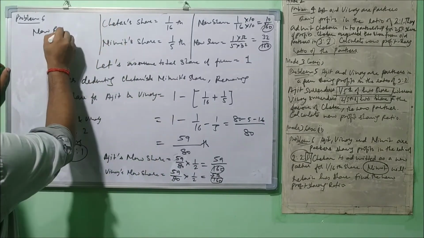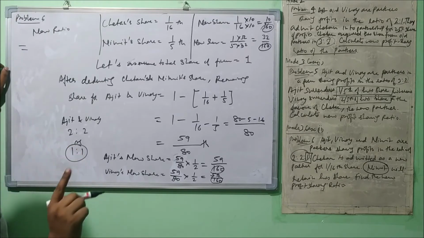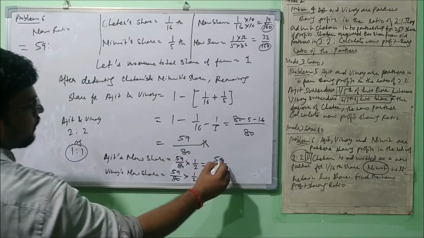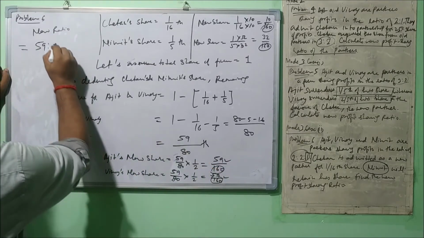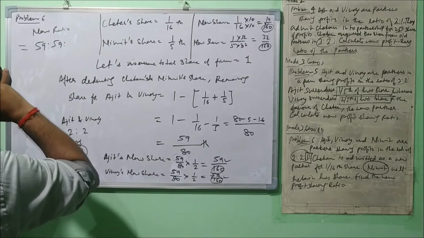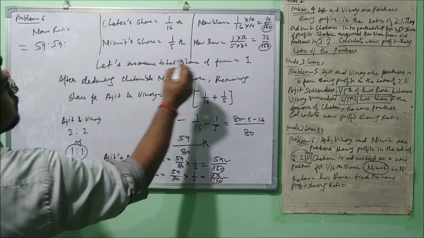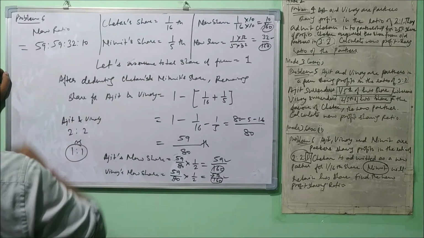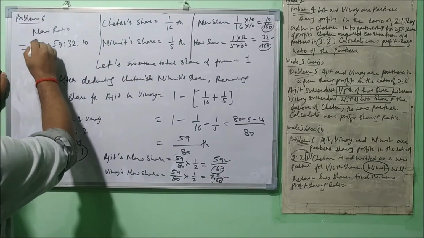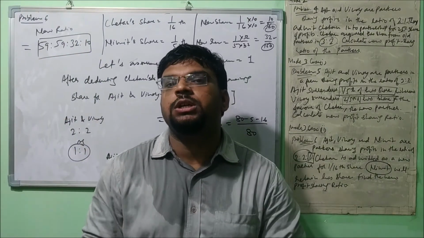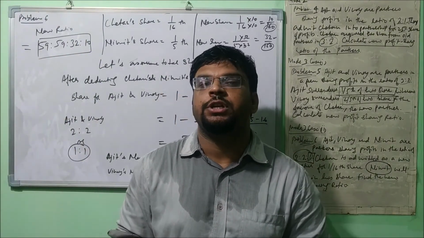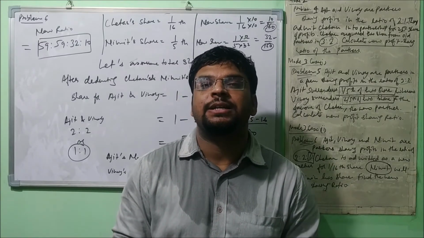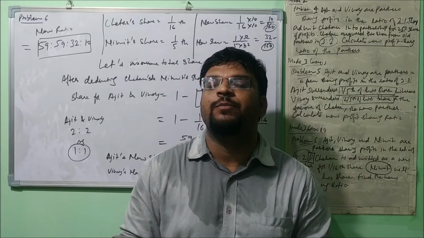I'll just write it out here. New ratio is equal to. Now we'll see who is there at first. Ajit, so we'll put 59 first. Second is Vinay, he is also getting 59. Then Nimit, that is 32, and then Chetan, that is 10. It cannot be shortened further, so that will be our final answer. So this was all about the calculation of the new profit sharing ratio. I have covered all the possible cases. You will have to practice some more numerical problems on that, then you can have a better command on this.